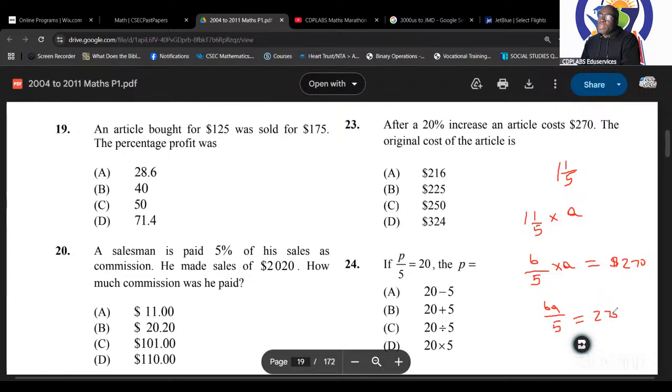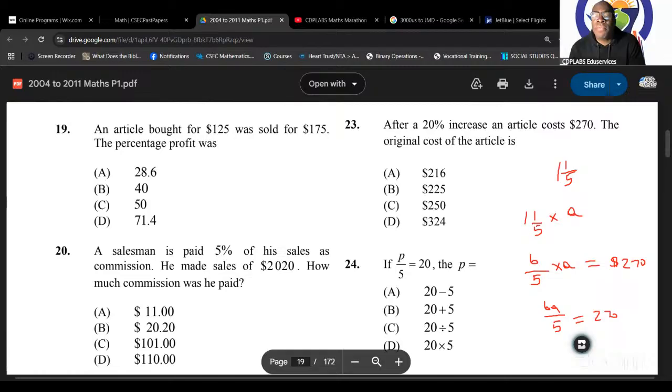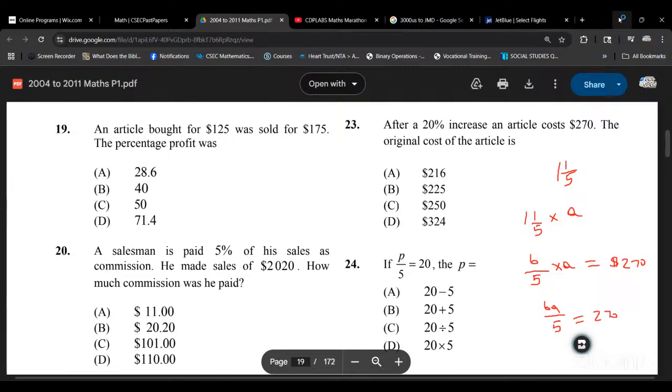That'll be 1,350? Is it 1,350? Yes, sir. 270 times 5 gives us 1,350. Now you're going to divide that by 6 and tell me what you get. 225. Exactly. So there is the answer.